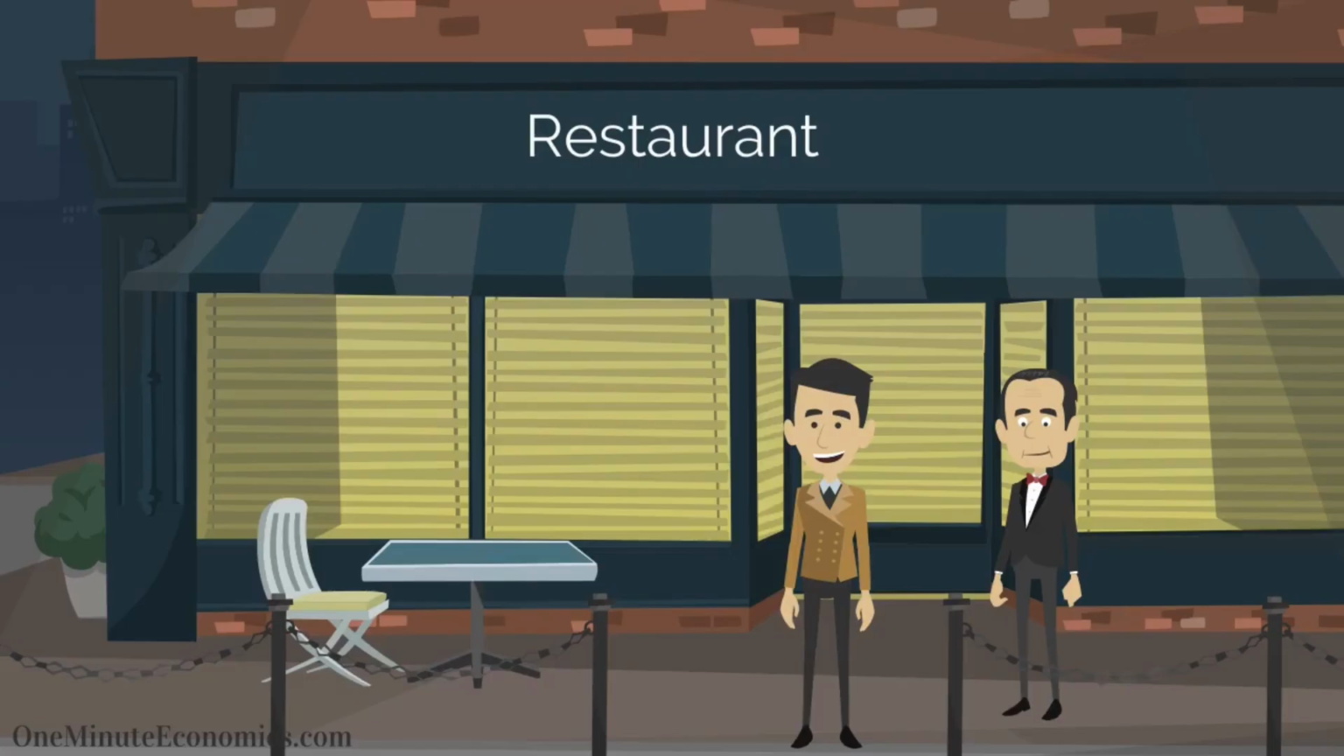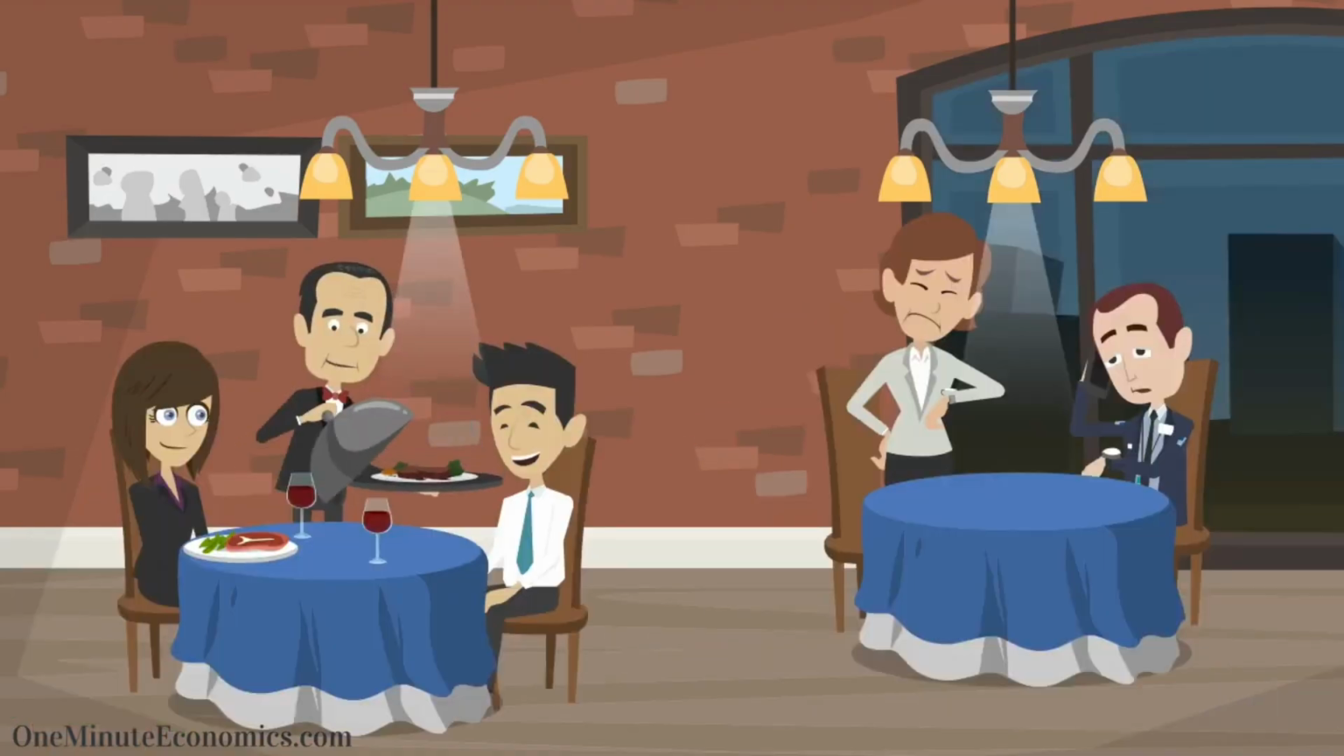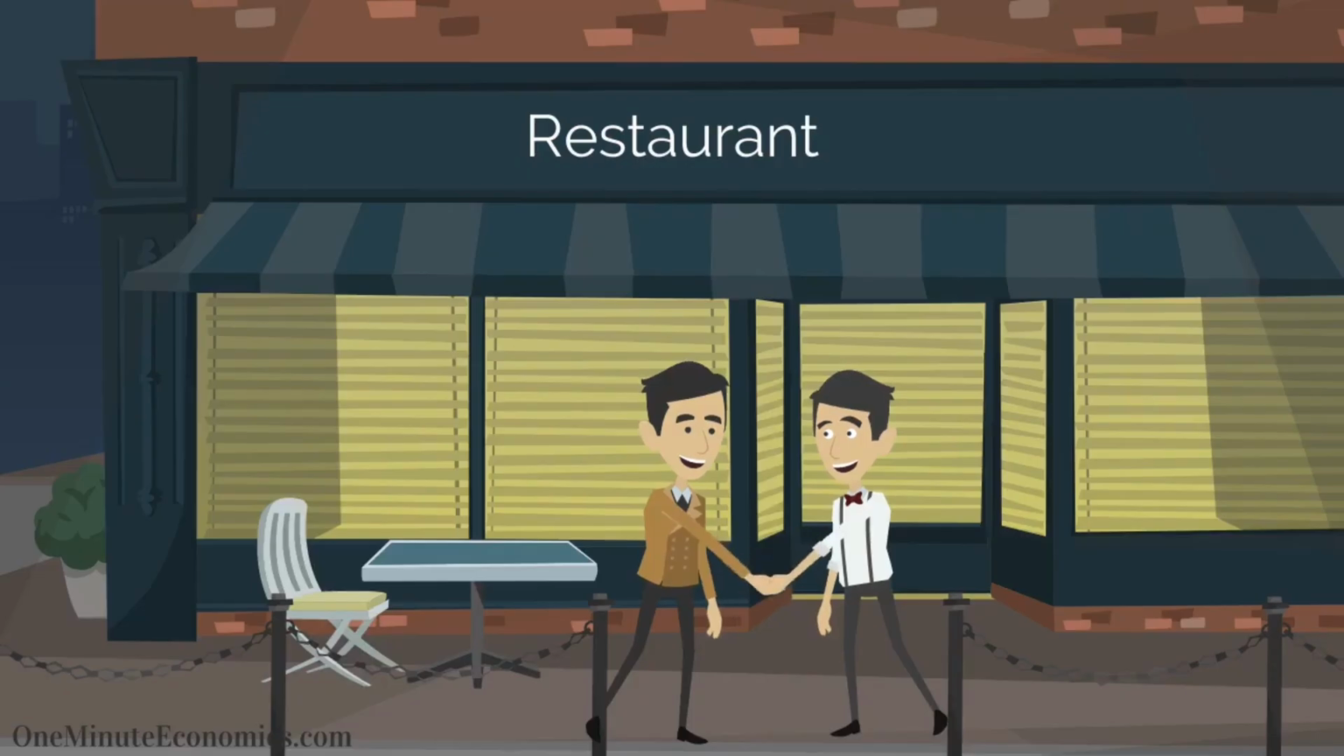Let's imagine Bill starts a small restaurant and only has one waiter. The food is tasty, the restaurant looks nice, but with only one waiter, customers are not happy with the long wait times and quite a few don't return. As a result, Bill's monthly profit is an unsatisfactory $4,000 and he decides to take action by hiring another waiter.